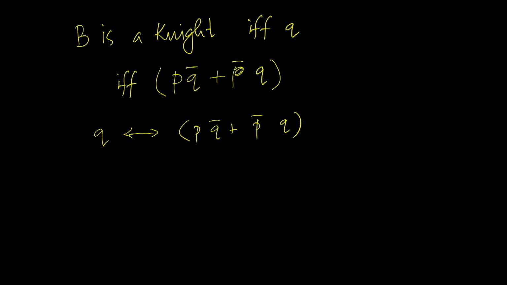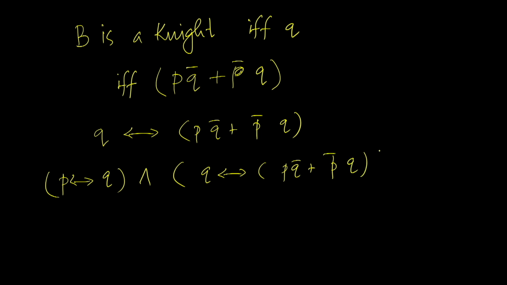Therefore, the AND of the two logical statements is what we have. P if and only if Q, and Q if and only if PQ bar plus P bar Q. So let us try to simplify this expression. Let us see if we can figure out what P and Q are from these.